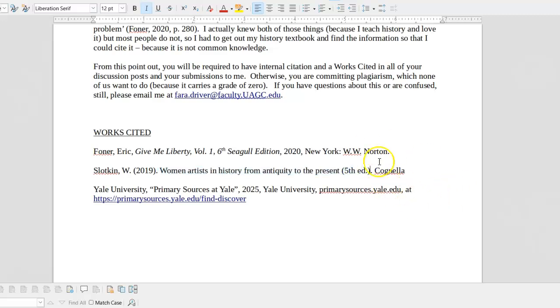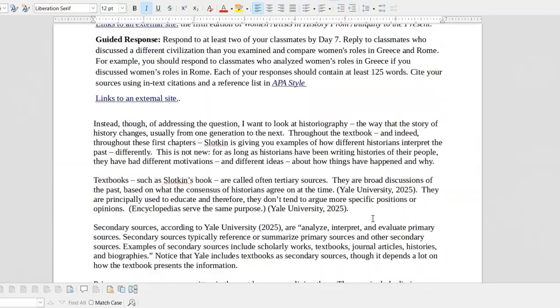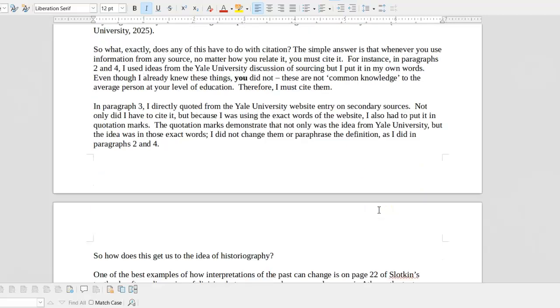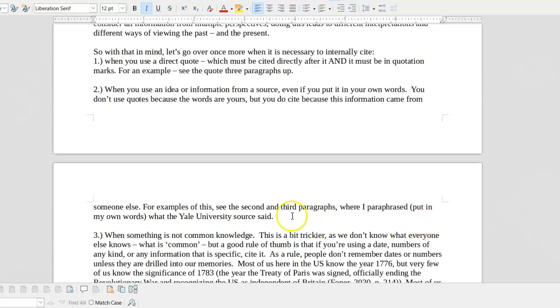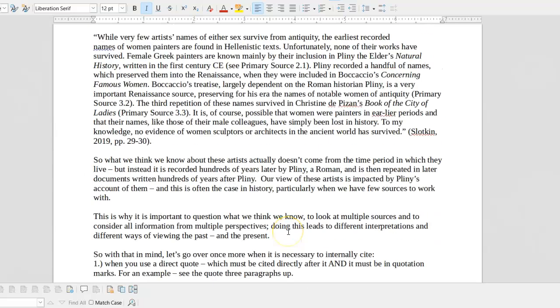If you copy and paste from the course guide and from Slotkin itself, you will have to actually go back and italicize. I had to do that with several of the things in there. There we go. Articles are, as a rule, titles of articles are in quotation marks. All right, so this is how and when to cite. I'm going to post this video and I'm going to send out to most of you this document as well, so you'll have it to look at so that you can see the examples of citation.